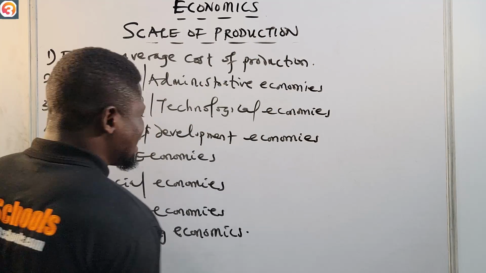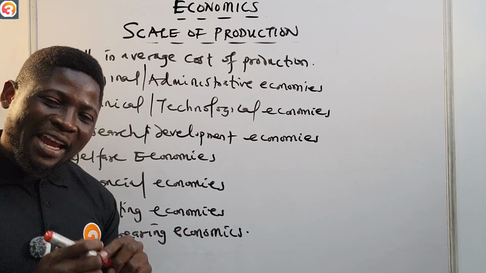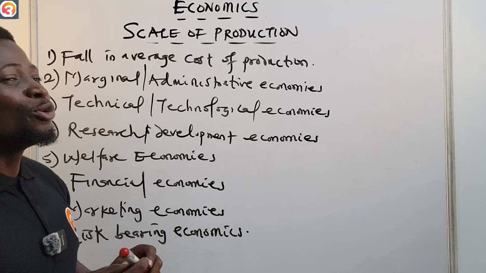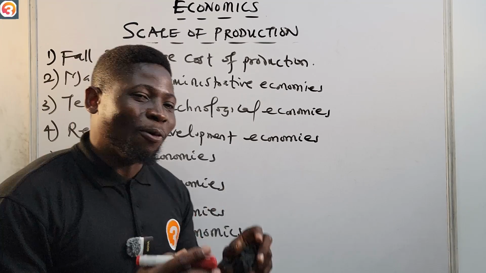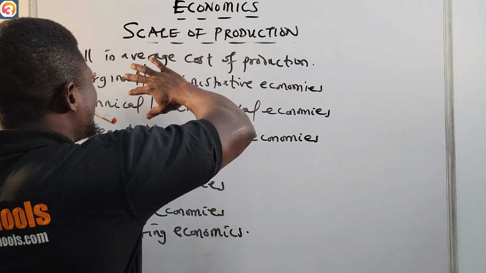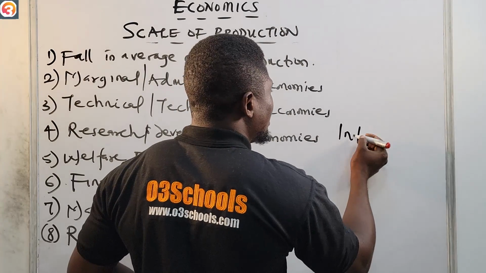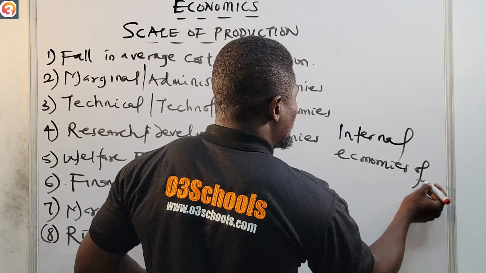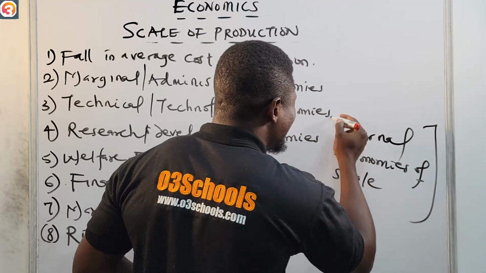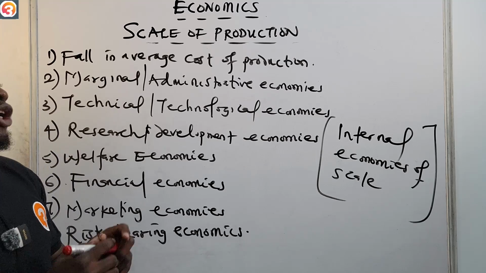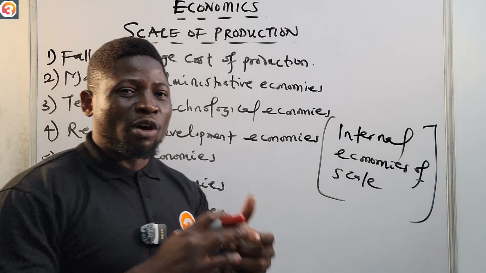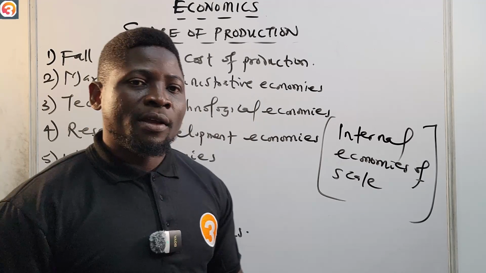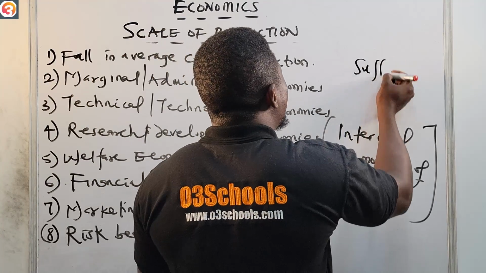So apart from all these advantages that large firms enjoy when they operate on a large scale, they also suffer some disadvantages when they operate on a large scale. These advantages, we call them the internal economies of scale. Take note, okay? The advantages that large firms enjoy when they operate on a large scale are called internal economies of scale. Why the disadvantages that large firms suffer?